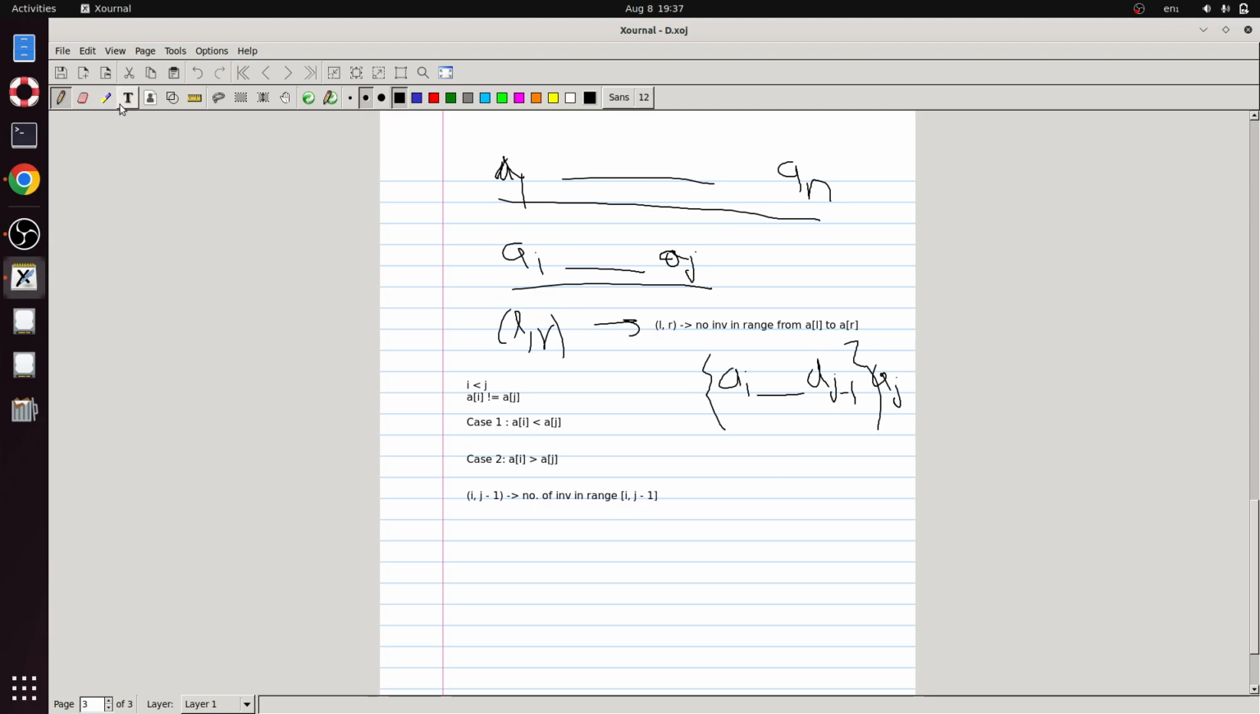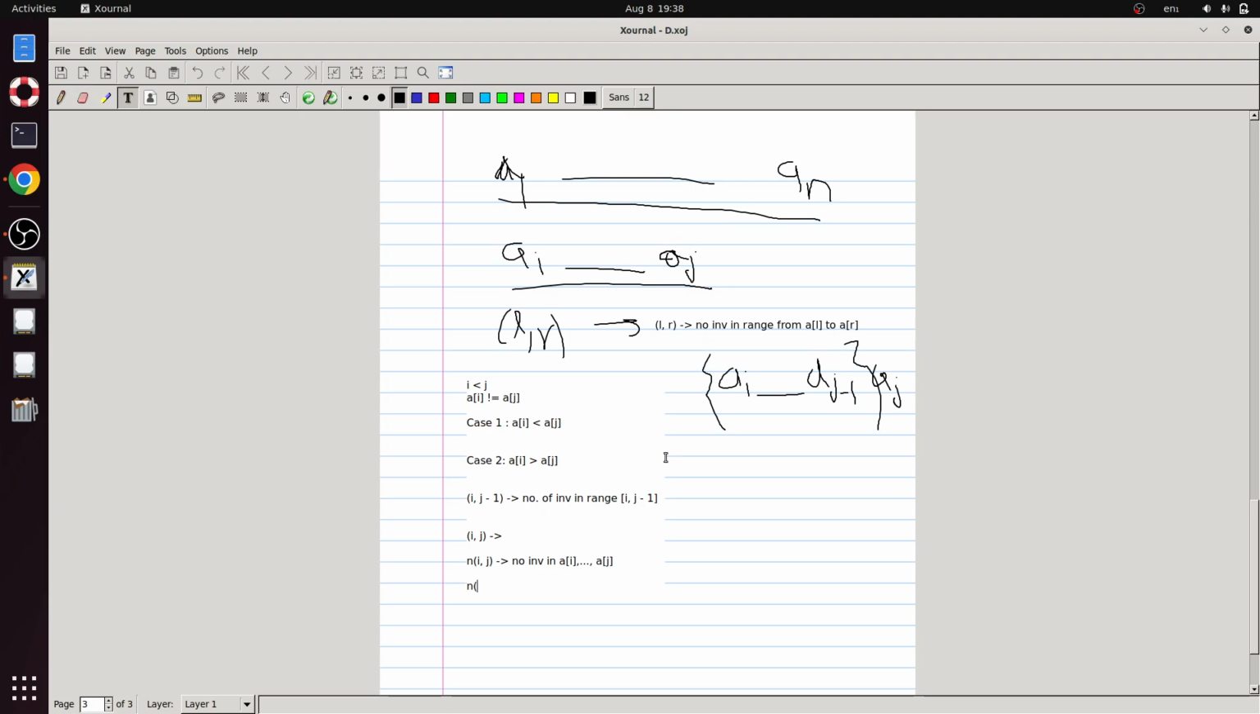And now let us consider one more query. So we'll make these two queries, I till j. The first query gave us the answer from a of I till a of j minus 1, and the second will give us the number of inversions from a of I all the way up till a of j. Now the first thing to notice is that, let's say n of I till j represents the number of inversions in range a of I all the way up till a of j, assuming that I is less than or equal to j.